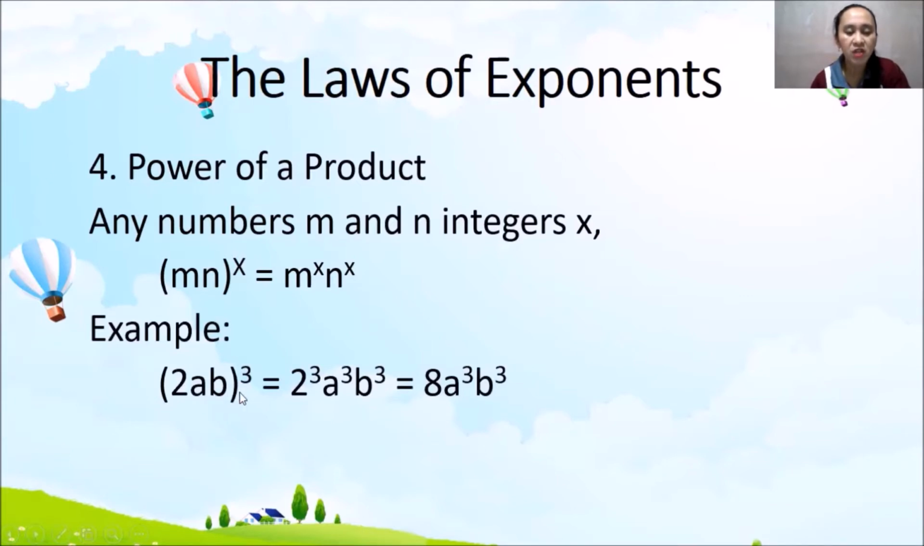Example, the quantity 2ab raised to the exponent of 3. It means our multiplier is 3. 1 times 3 is 3, kaya 2 cubed, a, 1 times 3 is 3, and b, 1 times 3 is 3. And simplify our answer. What is 2 cubed? 2 times 2 times 2 is equal to 8. A cubed b cubed. That is how we simplify by applying laws of exponents.